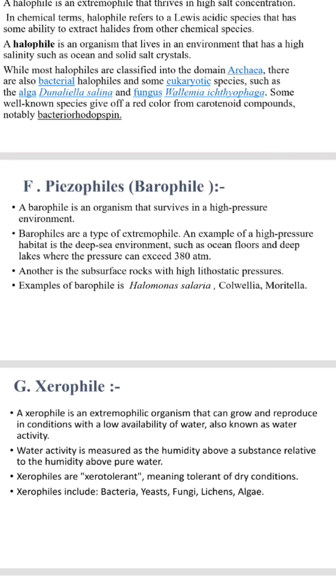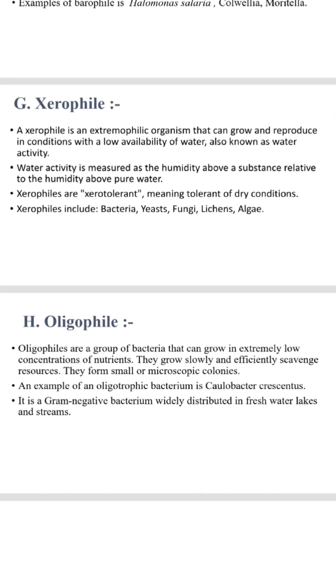Then the next point is xerophiles. A xerophile is an extremophilic organism that can grow and reproduce in conditions with low availability of water, also known as water activity. Water activity is measured as the humidity above the substance relative to the humidity above pure water. Xerophiles are mainly found in xeric conditions, which are mostly observed in deserts like the Sahara Desert. Xerophiles include bacteria, yeast, fungi, lichens, algae. Xerophiles are xerotolerant, meaning tolerant of dry conditions. Mostly in deserts there are xeric, that is dry, conditions, so few bacteria, yeast, fungi, lichens and algae are observed.